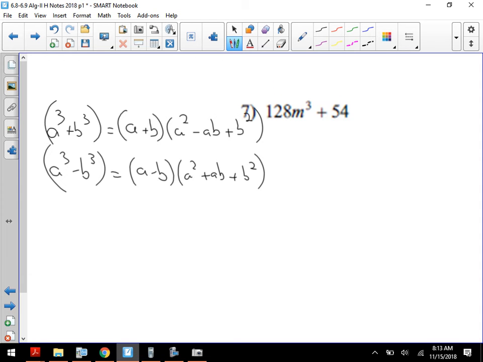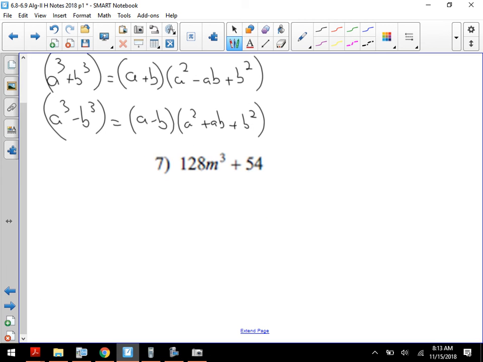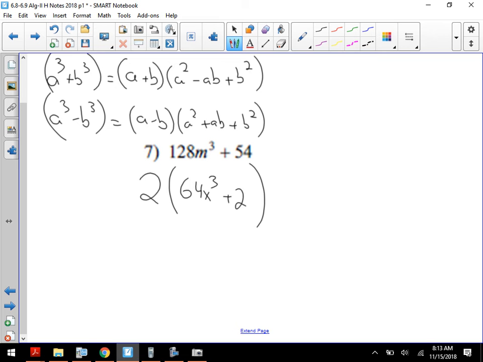All right, so what we have to do first of all is, whenever you're factoring, your first rule is always to find GCFs. So these two guys happen to be even. So what should you take out? A 2. If I take out a 2, I'm left with 64x cubed plus 27. Since this is a factor problem, can I get rid of the 2? No.